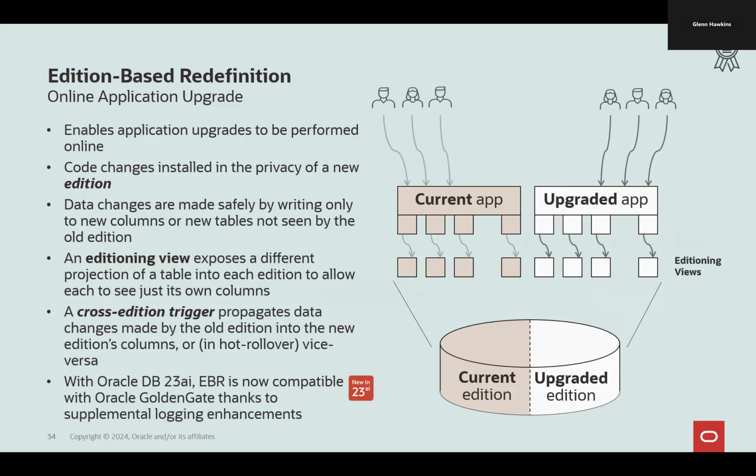It involves basically putting editioning views in front of your tables, which are logical projections of those tables. So one physical table for all your editions, editioning views in the different versions that are basically servicing your current application and your upgrade application simultaneously. And there's triggers underneath the covers that handle basically the population of the different data.